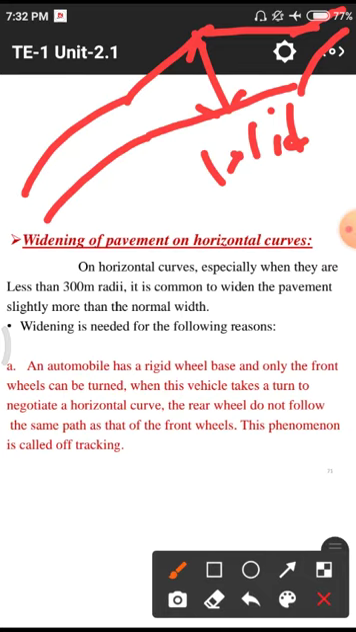Widening is needed for the following reasons. Why? Because this widening is needed for different kinds of reasons. Those reasons should be explained in the below paragraph using different conditions.